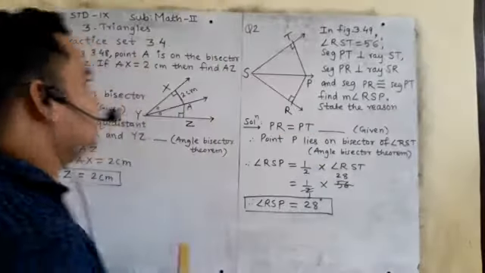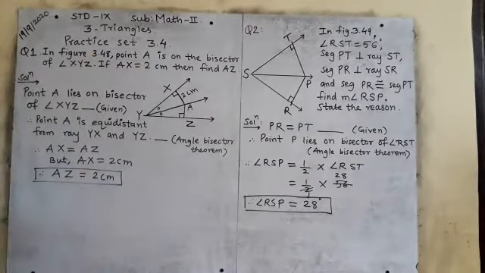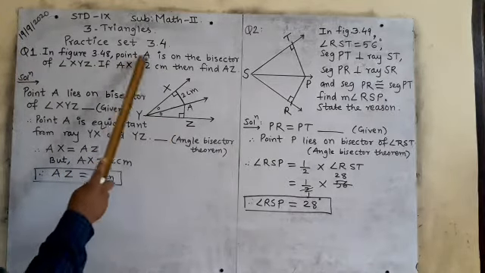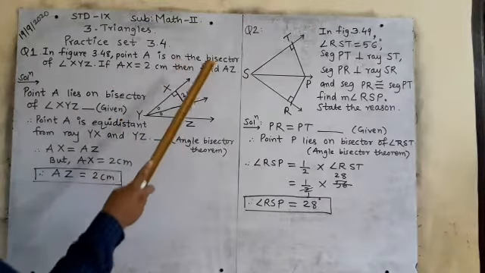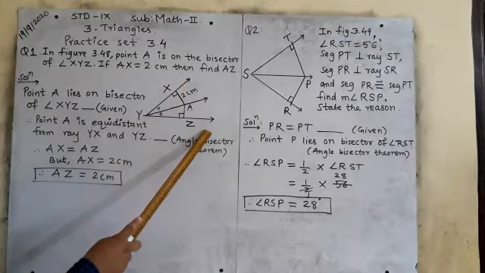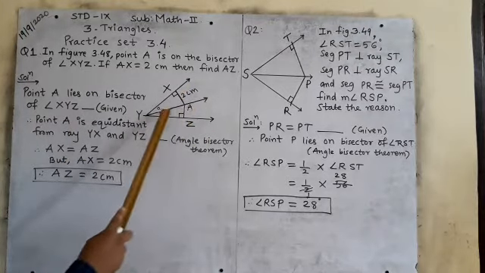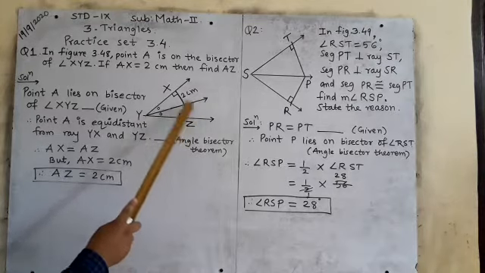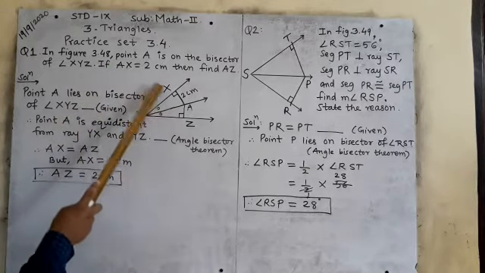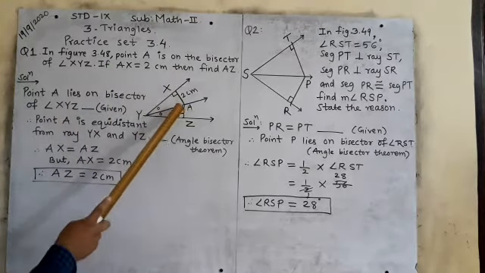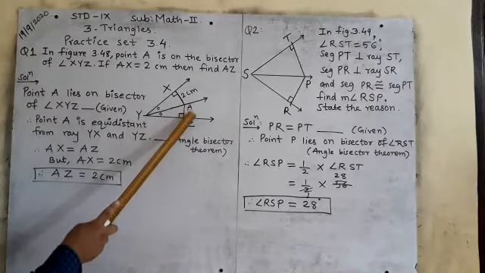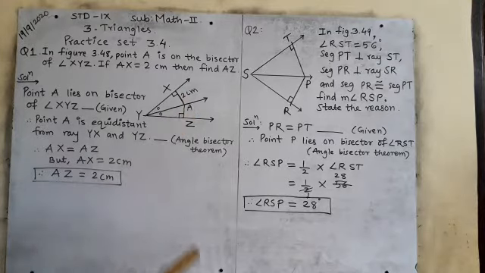Just please look at the board. Practice set 3.4, question number 1, is in figure 3.48. This is the figure 3.48. Point A is on the bisector of angle XYZ. Can you see the angle XYZ here? And this is the line which is an angle bisector, and A lies on the bisector. If AX is 2 centimeter, then find AZ. We have to find the distance from A to Z. This is how much?